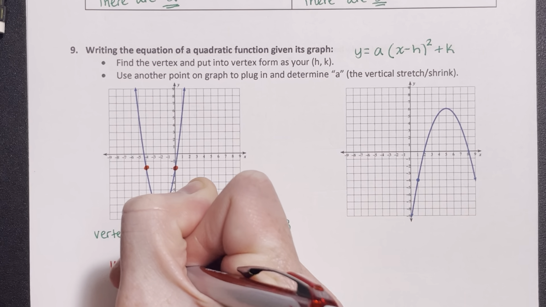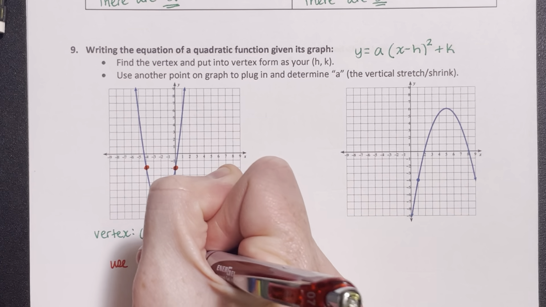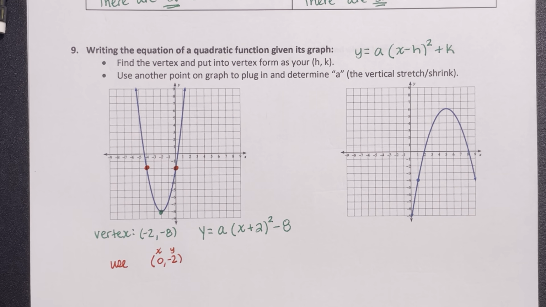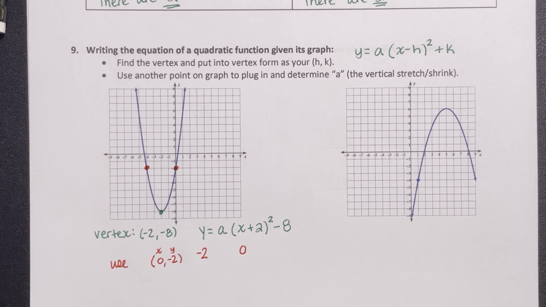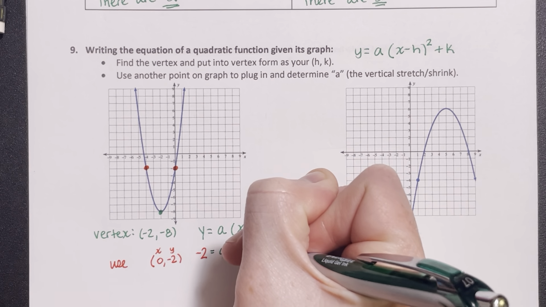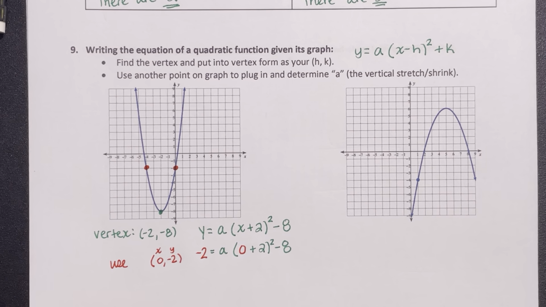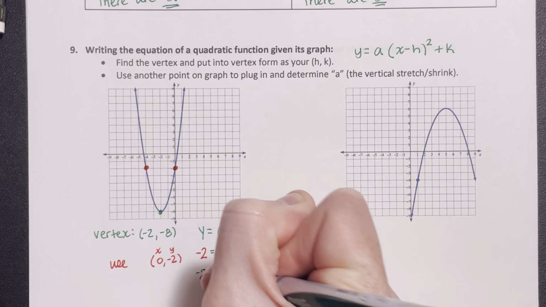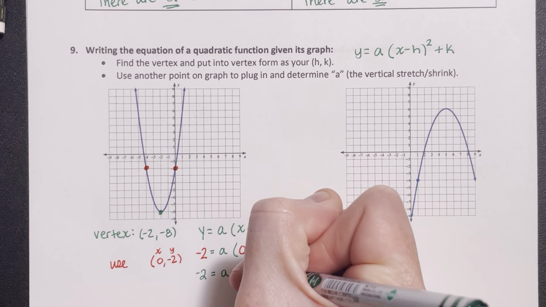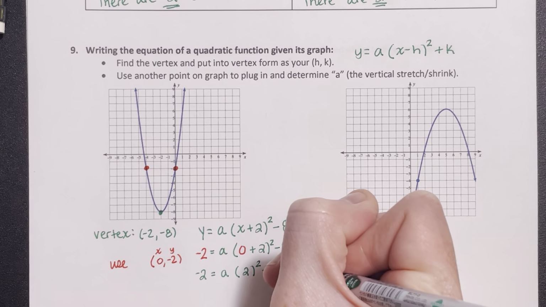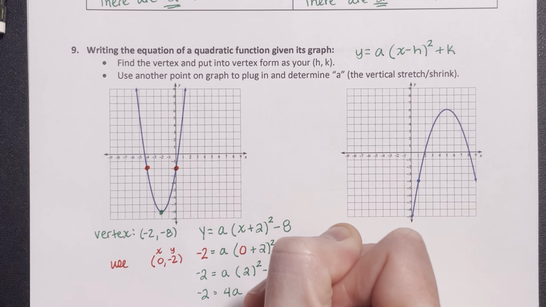I'm going to use 0, -2. That means when x is 0, y is -2. So I'm going to plug in -2 for my y and 0 for my x. And that will help me solve for a, because now it's the only unknown in that equation. That gives me -2 equals a times (0 plus 2), which is just 2, squared minus 8. So that's a times 4, which is just 4a minus 8.